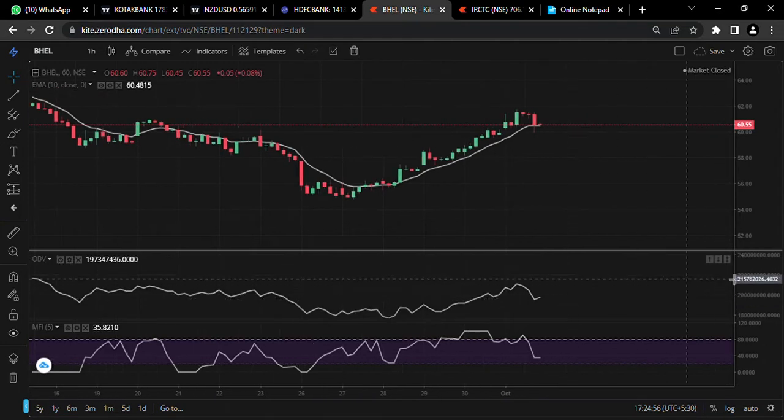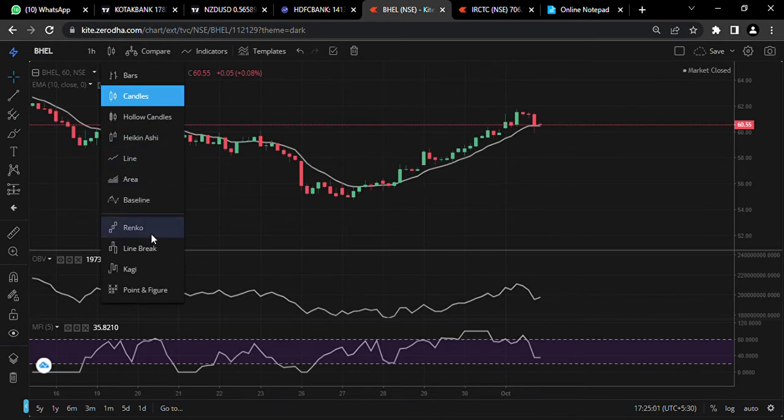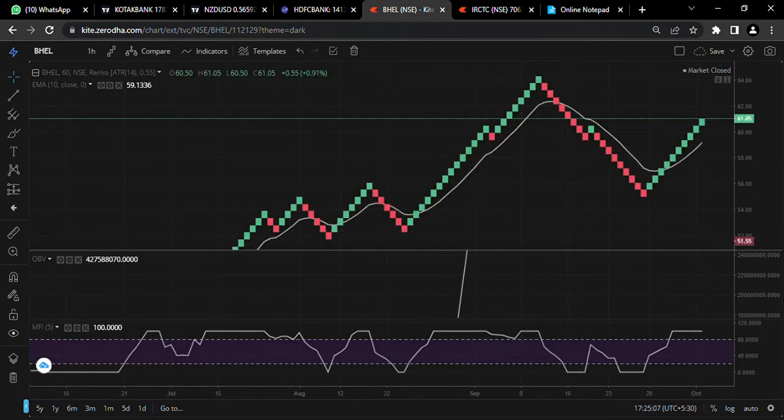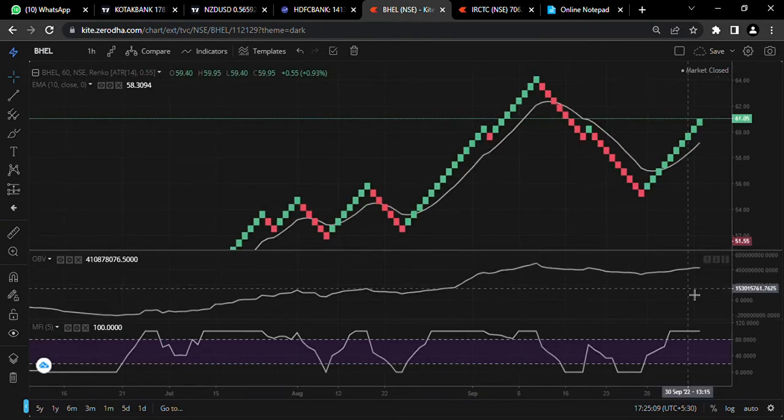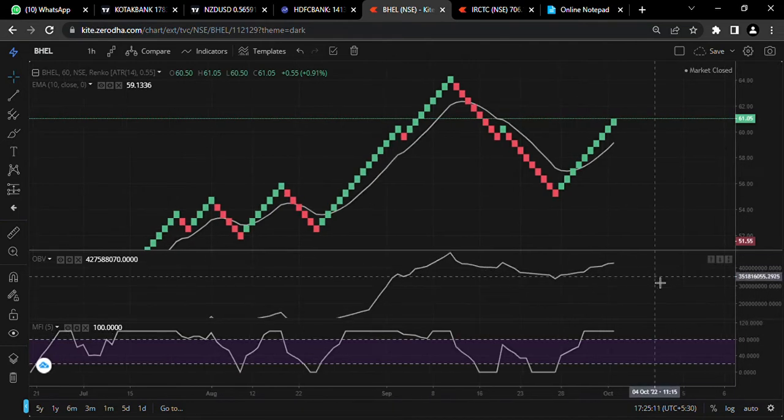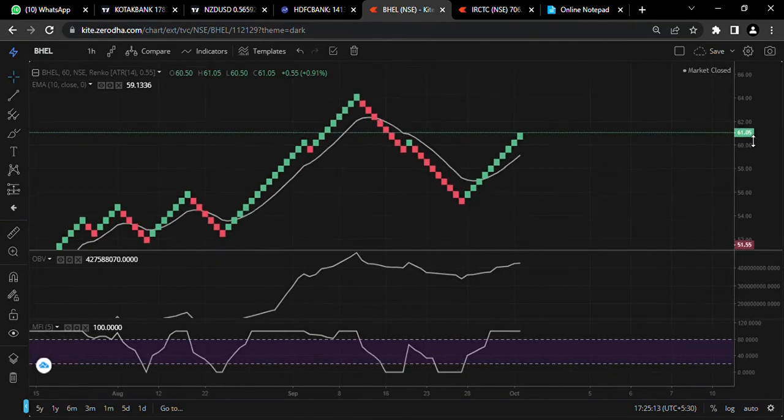So we'll begin with our strategy. And one more thing, we will need Renko, which you can easily find on the Kite platform. So now we have plotted all of our indicators on the chart, and we will begin with our strategy.